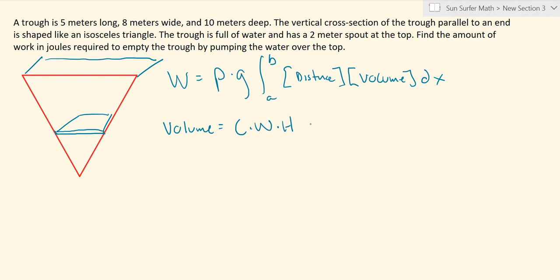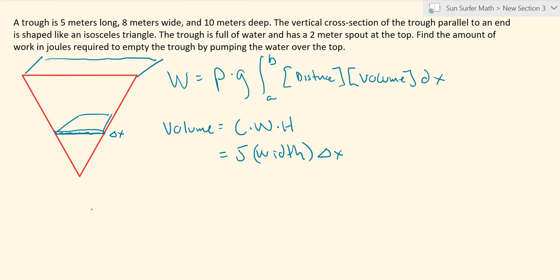Well, the length is given to us. It says that it is 5 meters long. So the length is 5. The width we don't know, and that's what we're going to have to figure out. And then the height or the thickness of this little slab is going to be delta x. So how do we figure out the width? Well, this is where we need to use similar triangles.